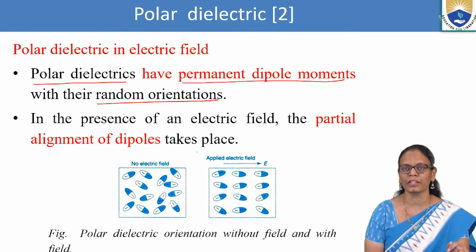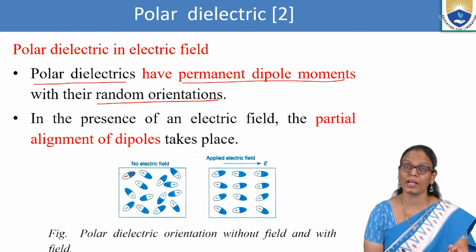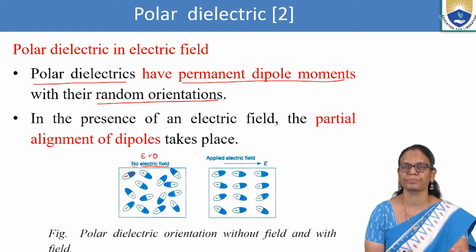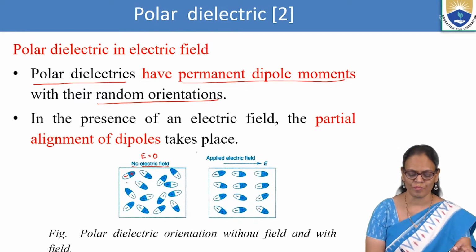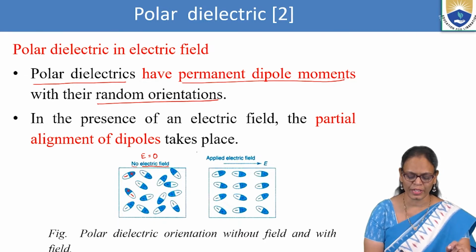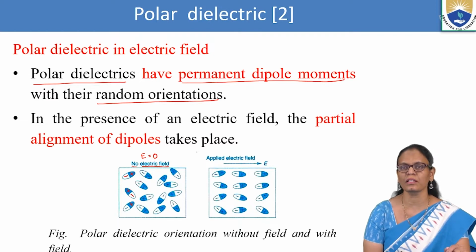Now if you see this figure here, the first one, each one is a dipole, negative and positive, separated by a small distance. So they have a permanent dipole moment. This is in the absence of an electric field. No electric field means E is equal to 0. So when E is equal to 0, these have permanent dipole moments, but their orientations, if you see, are in random directions. Random means in any direction they like. Here minus is pointing downward and here it is pointing upward. Like that, the orientations are different.